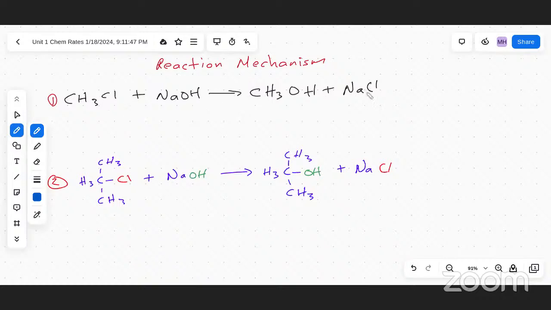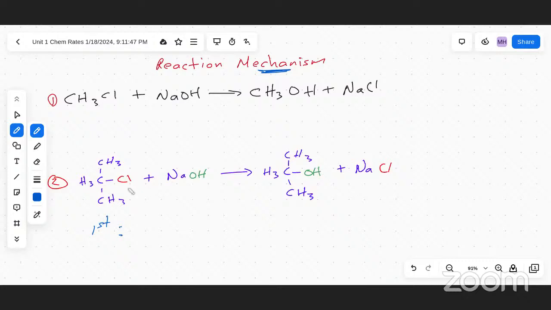So here we have an equation, right? A mechanism is different from an equation. A mechanism gives a more detailed picture of what happens when each compound reacts with each other. In this case, chloromethane and sodium hydroxide, right? And the same thing here, we have a next equation. Now, what this equation does not tell you is the first step, right? As I said, I will go through this in detail.